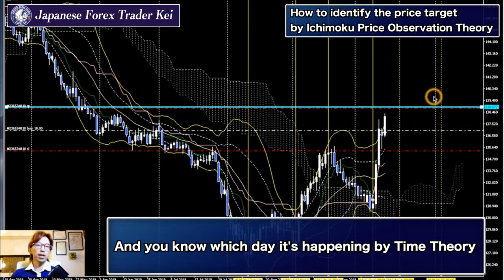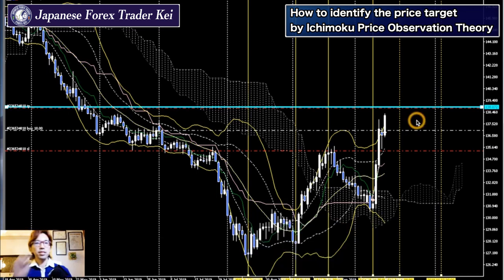So depending on the price observation theory, you can calculate like E calculation, N calculation, V or NT calculation, so that you can get the expected target. Also, you can expect which day it's going to happen depending on the price action later on. So this is how you draw the price target and the day with these Ichimoku Kinko Hyo theories.